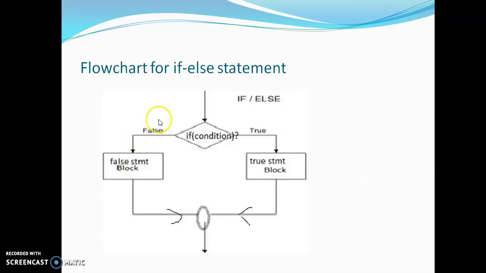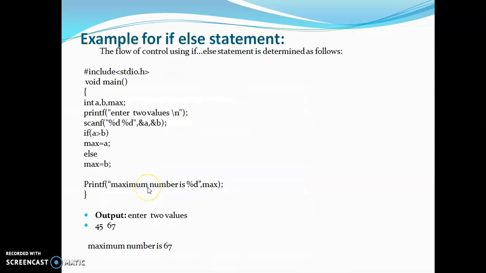So this is the flowchart of if else statement followed by condition. As we discussed, the condition will be present in this rhombus. If it is true, then the true statement block is executed. If the condition fails, then the false statements will be executed.